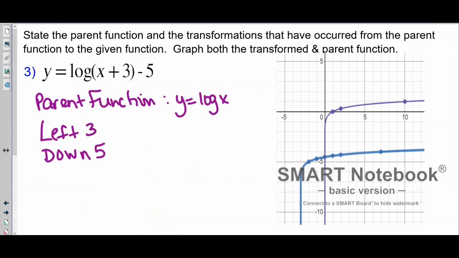Okay, the other thing that I do want to mention here that we talked about is the new graph now has what's called a vertical asymptote.